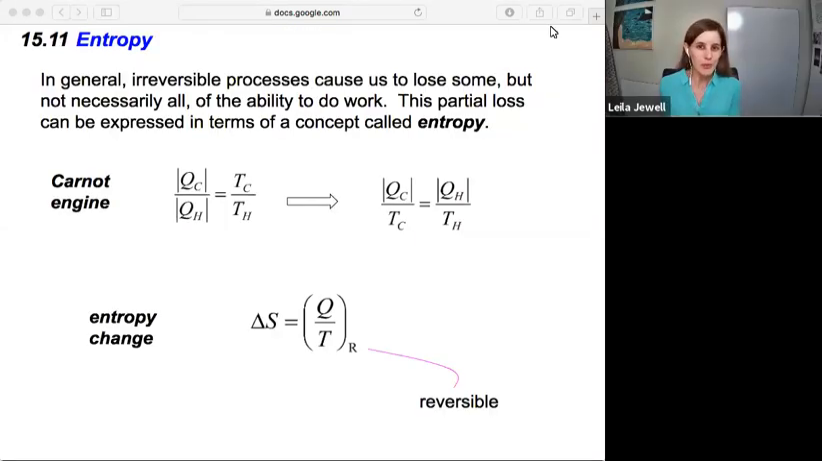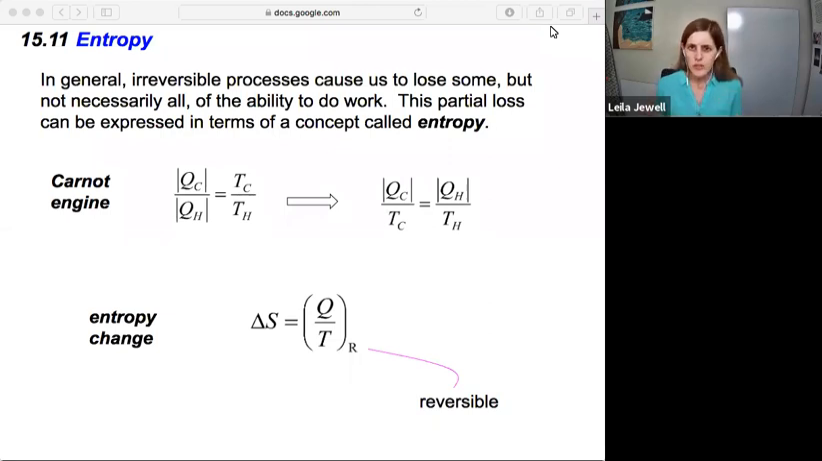Section 15.11, Entropy. In general, irreversible processes cause us to lose some, but not necessarily all, of our ability to do work. This partial loss can be expressed in terms of a concept called entropy. Another way to think of entropy is increased disorder. But here we're going to focus primarily on the loss of ability to do work.